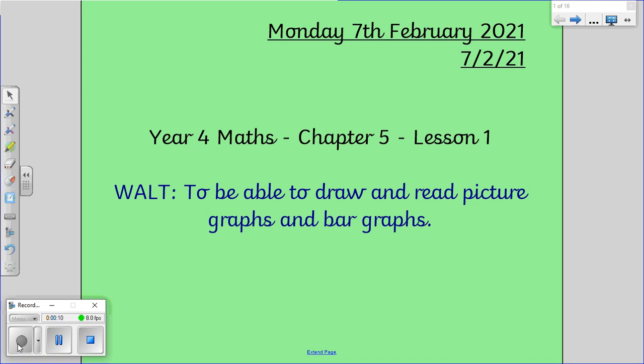Now today we are going to be moving on to a brand new chapter, chapter 5, and this chapter is about graphs. So our want for today is to be able to draw and read picture graphs and bar graphs.